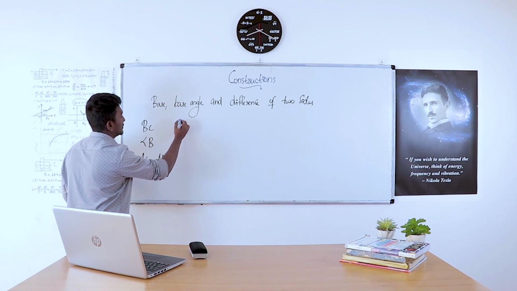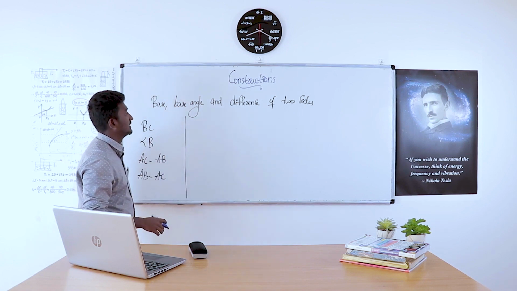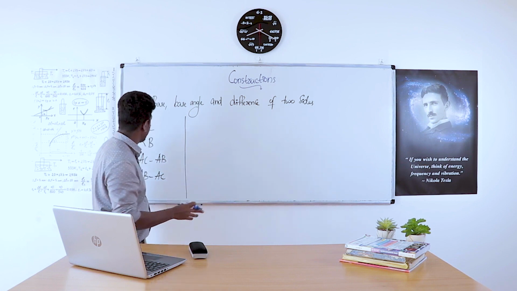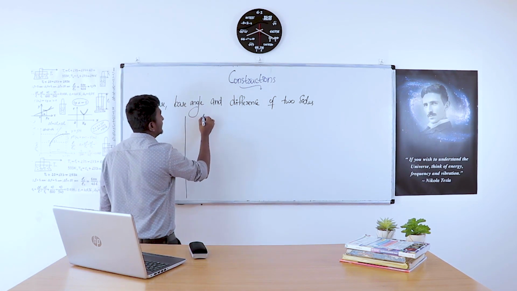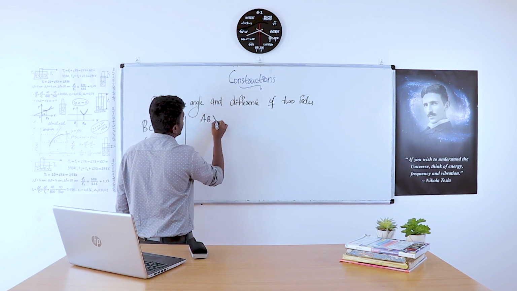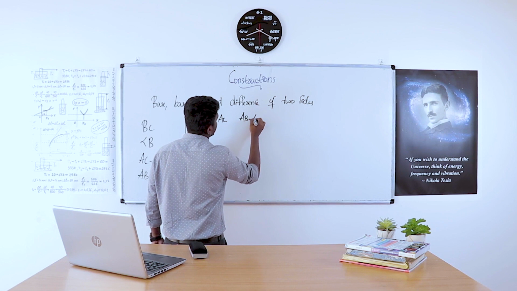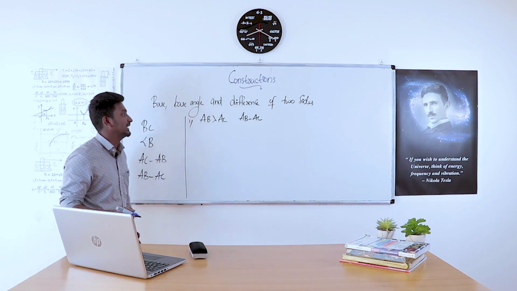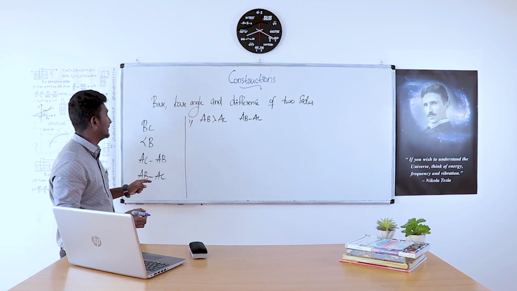Then how will we draw this? That may be any length. Step 1: we have two conditions here, if AC minus AB is given and if AB minus AC is given. This is the first case: if AB is greater than AC, then AB minus AC is given. Then how will you draw the triangle?